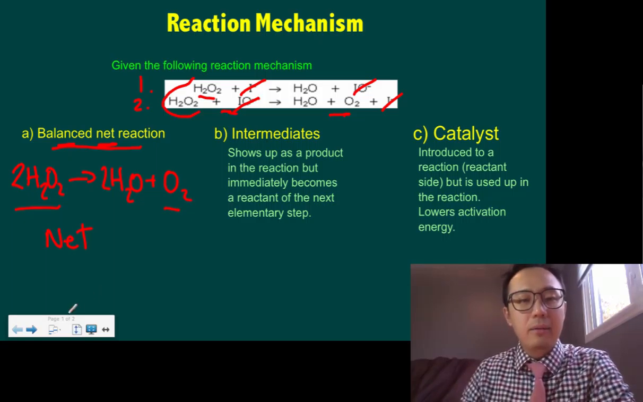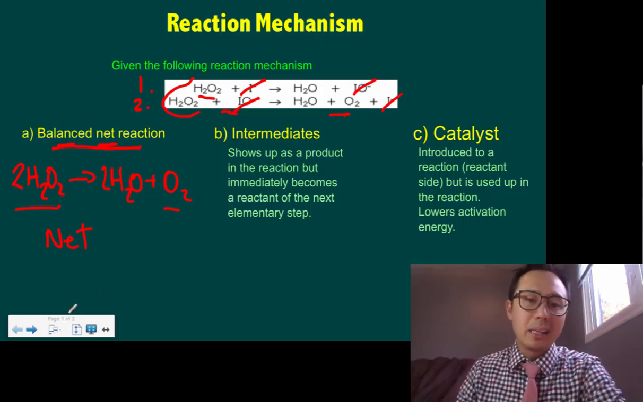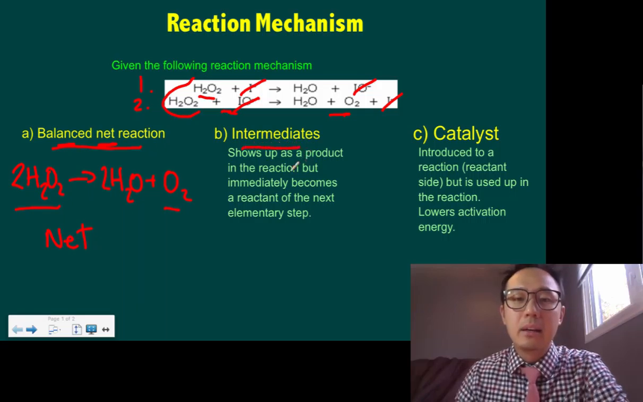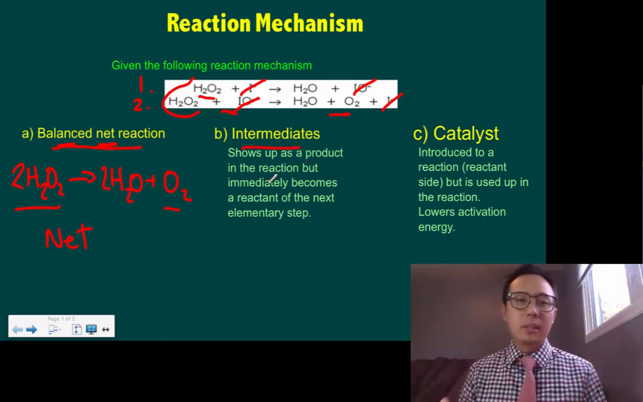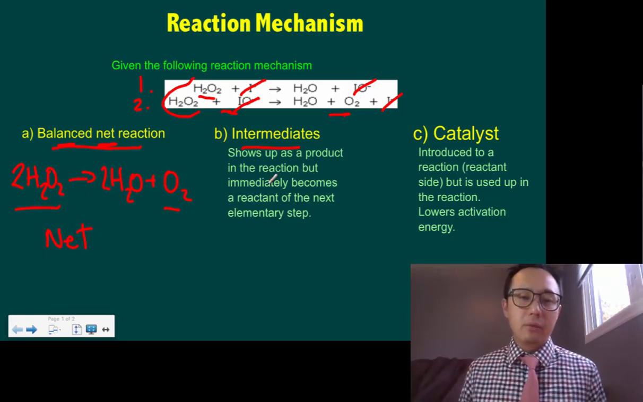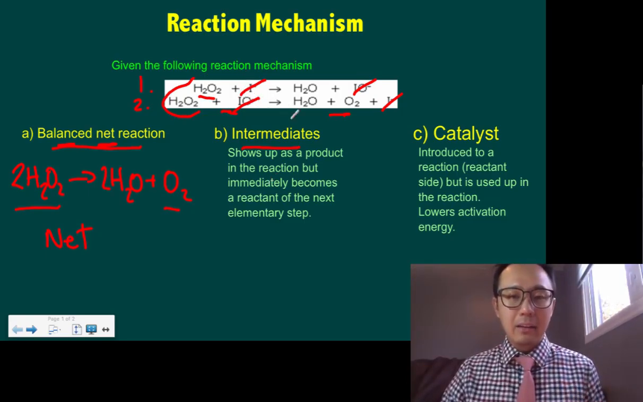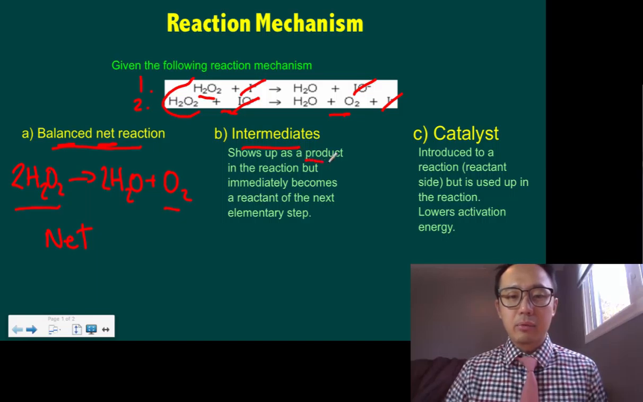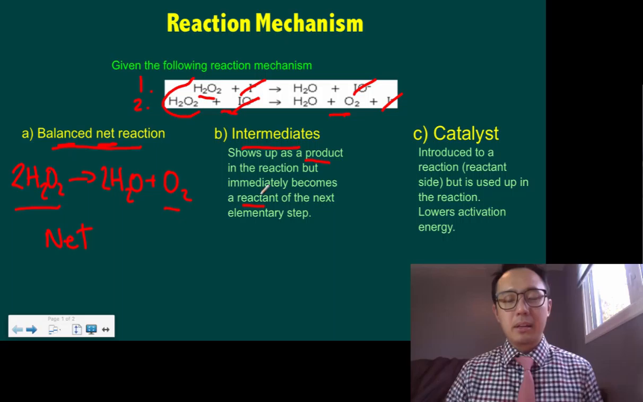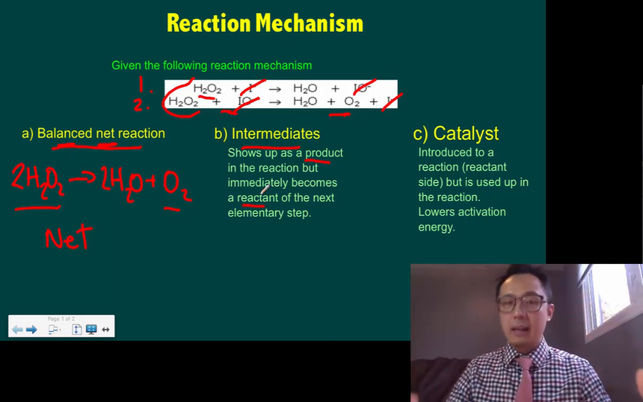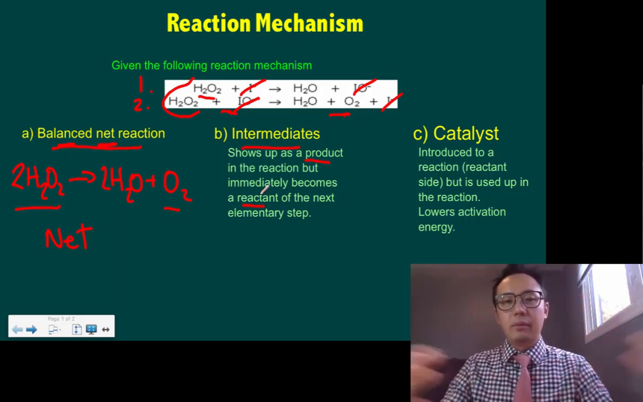What else we can have in your reaction mechanism in your steps is something called an intermediate. So these are products that will be formed and will be used up in the reaction, and you won't even see it in the net reaction. How you can identify this is that it's going to show up as a product, and then immediately after that step, it's going to become your reactant, because your reaction is going to use that intermediate.